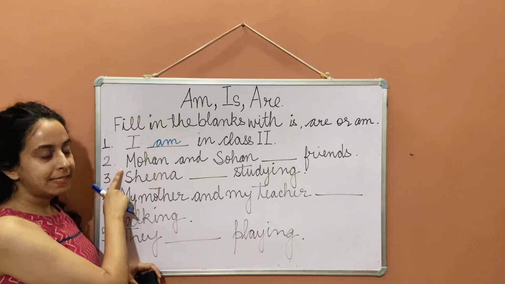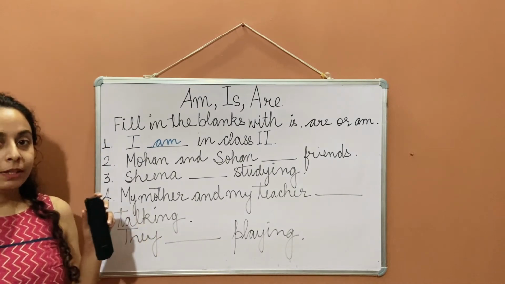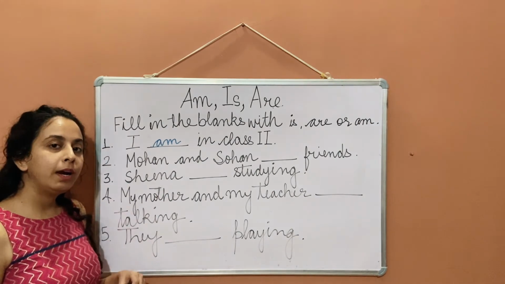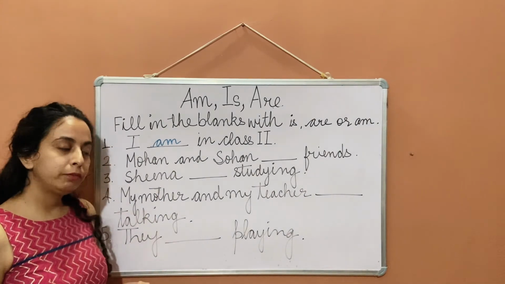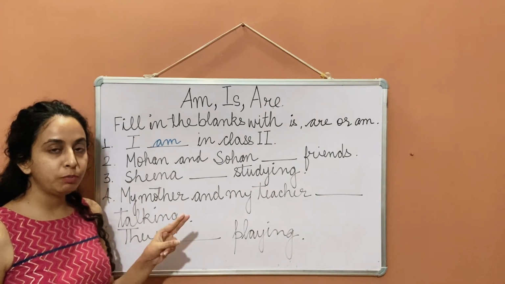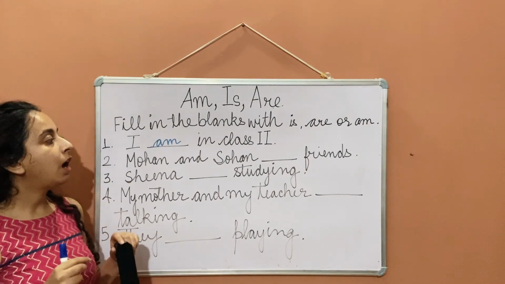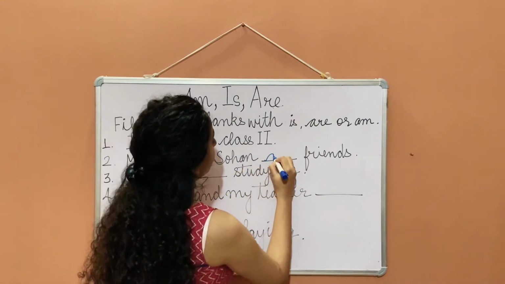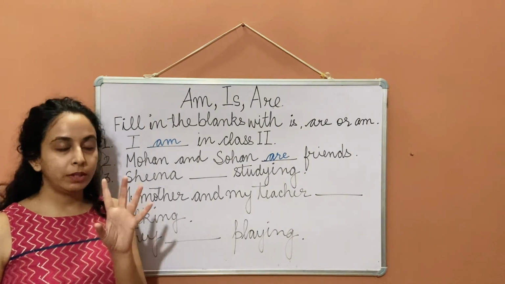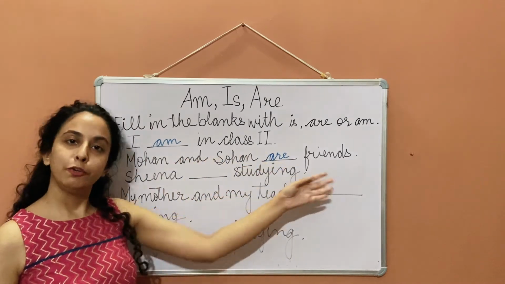Now let's look at the second question. Mohan and Sohan dash friends. Now remember here, there are two nouns used, Mohan and Sohan. Both are nouns. And whenever we are talking about more than one, whenever we are talking about two nouns, two people, which helping verb do we use? Are. Fine. So whenever we are talking about more than one person, we are going to use are. Mohan and Sohan are friends.